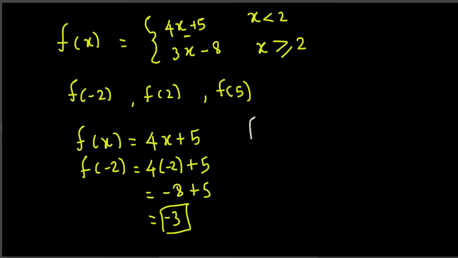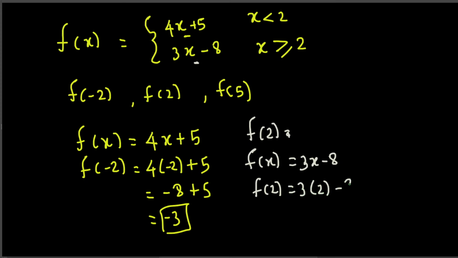Okay, f of 2. You have to look at which condition f of 2 satisfies. Is 2 less than 2? No. So this one doesn't come. And is 2 greater than or equal to 2? Yes, because it's not greater than 2, but it comes under equal to 2. So this is the function we have to use: f of x is equal to 3x minus 8, and we substitute 2 for x. F of 2 is 3 times 2 minus 8, that is 6 minus 8, that's equal to negative 2.